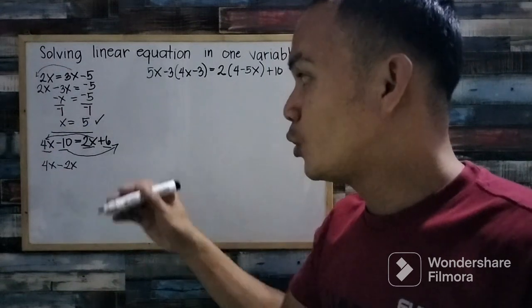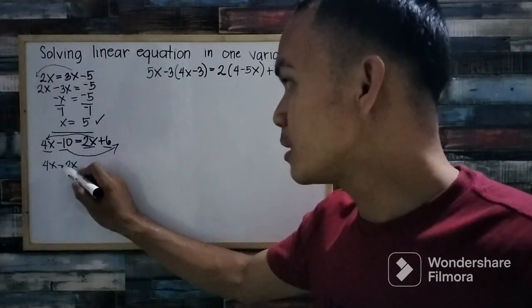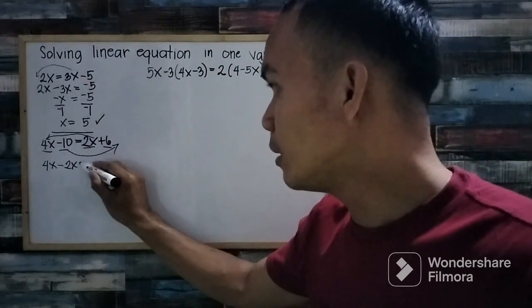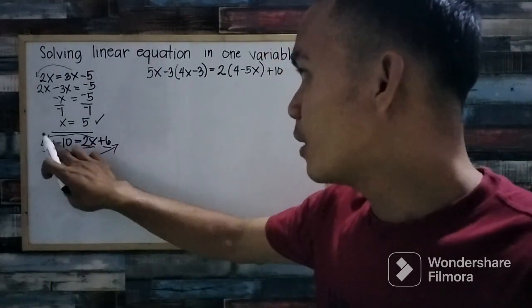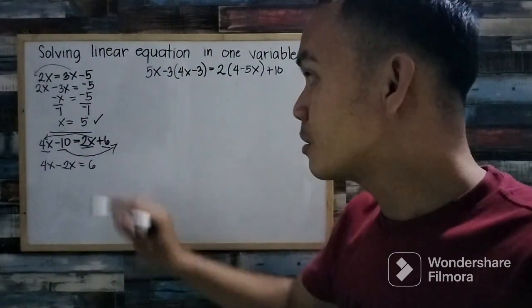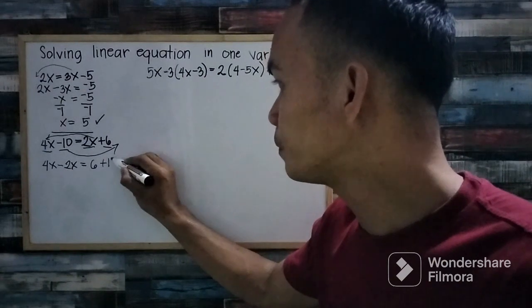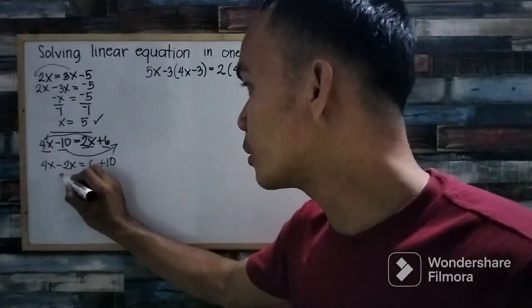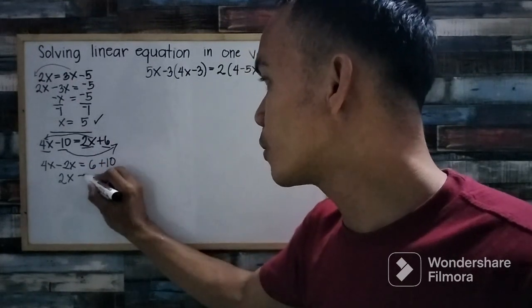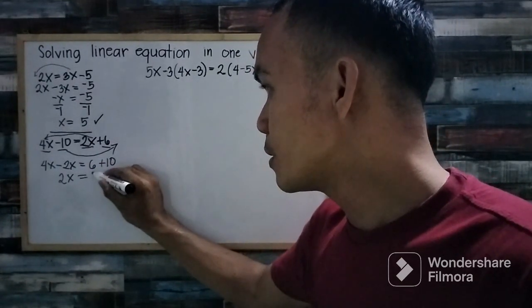And remember, yung sign niya is magbabago. Okay? So, instead of positive, magiging negative. And then equals. Just copy 6 there. And we have there negative 10. So, if you transpose that to the other side, that becomes plus 10. Alright? And now for x minus 2x, that is 2x is equal to 6 plus 10, that is 16.